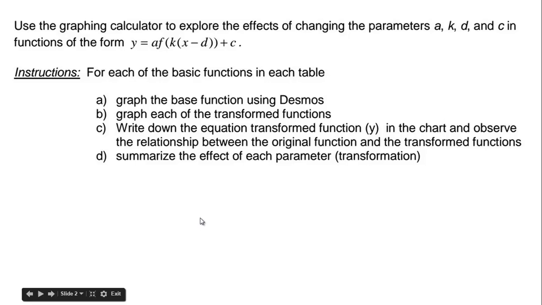And so here are the instructions. First thing we're going to do is graph the base function using Desmos, and I'll show you how to do the first one. Then we're going to graph each of the transformed functions, write down the equation of the transformed functions, and observe the relationship. So you'll write down the equation like we did in the warm-up, and you don't have to write any of the observations down until the end.